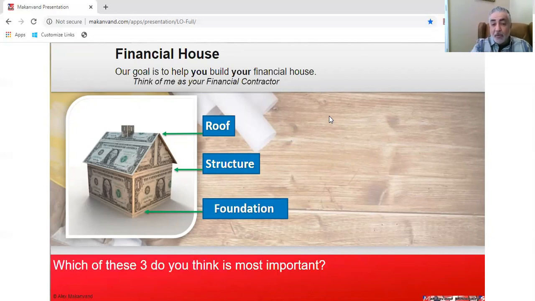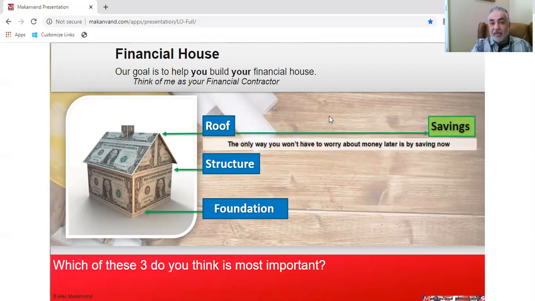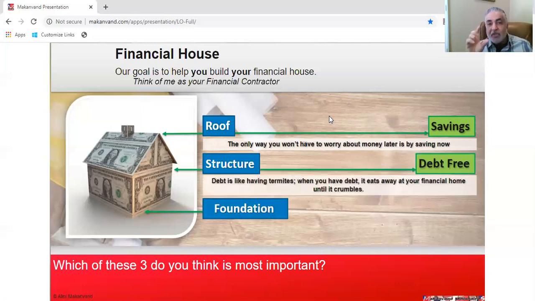Now, the roof of your financial house, that's equivalent to the first part, saving money, because the only way you're going to have a roof over your head, the only way you're going to be able to stop working and stop worrying about money is if you save money for the future. Does that make sense? The structure of your financial house, that's like getting out of debt. That's the second thing that we talked about, because we kind of see debt as termites, eating away at the wood structure. If you're debt free, you have a strong structure. If you have debt, you're constantly spending all your money servicing debt. It's a weak structure. It feels like the whole house is going to come crashing down.